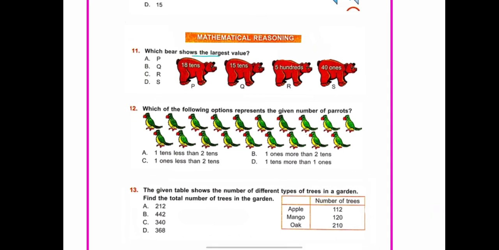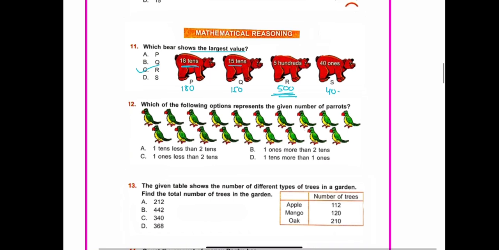Which bear shows the largest value? So these are the 4 bears given and there is a value. So let's convert into numeric numbers. 18 tens, 15 tens, 541. So as you can see, this value is the highest. So C is the right option.